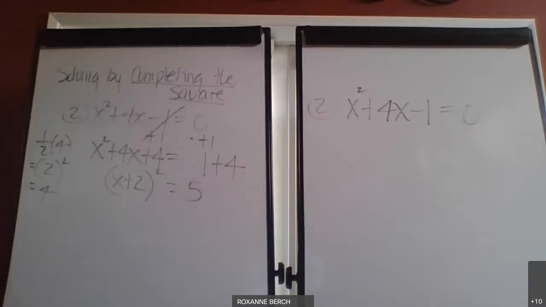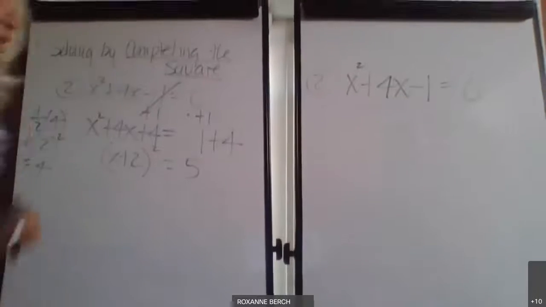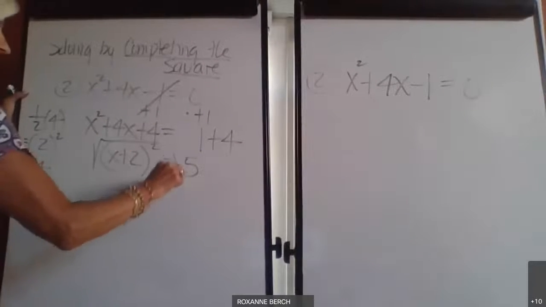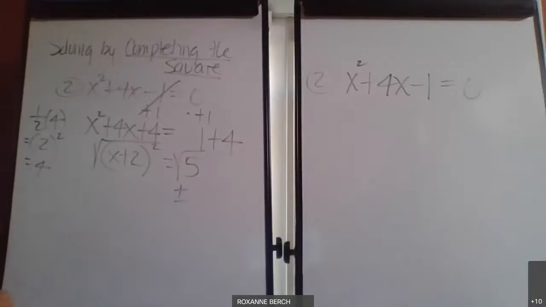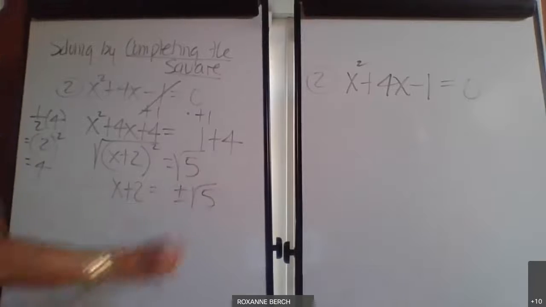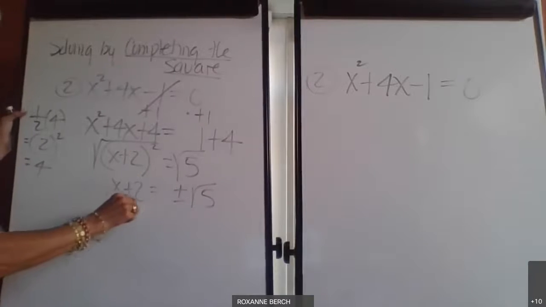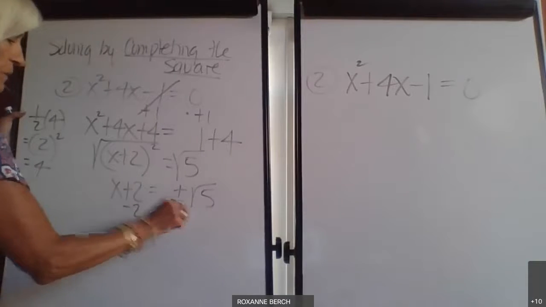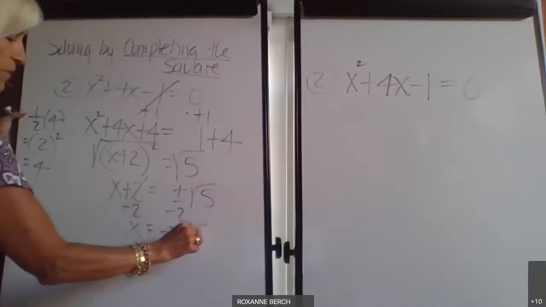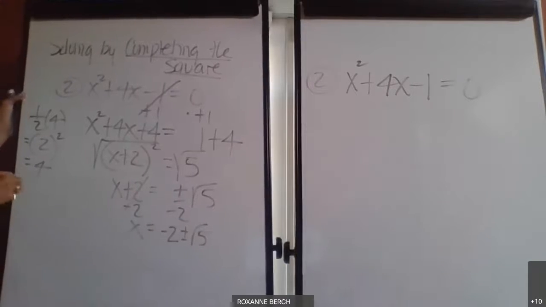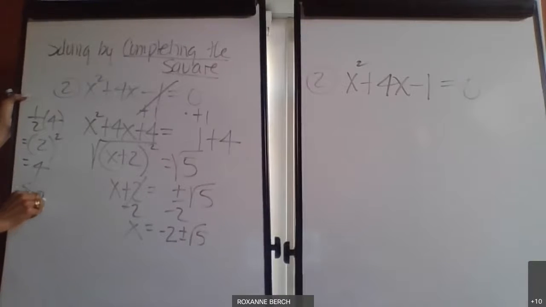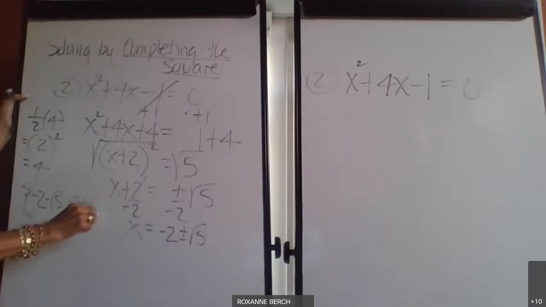And now you're ready to do the square root method. So take the square root of both sides. Don't forget plus or minus. So you get x plus 2 is equal to plus or minus radical 5. So when you subtract 2, you get negative 2 plus or minus radical 5. So your two answers are negative 2 minus radical 5 and negative 2 plus radical 5.